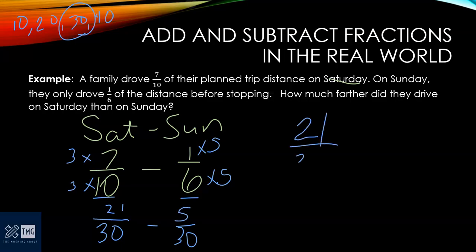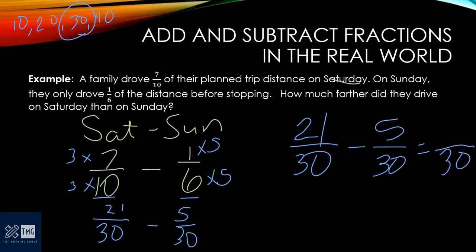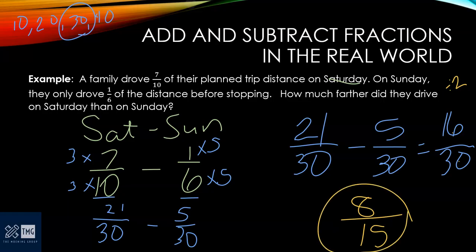So to make these a little bit easier to see, I have 21 over 30 minus 5 over 30. My denominator stays the same, and I subtract my numerators. 21 minus 5 is 16. Hopefully you look at this and say, hey, 16 and 30 both share a common factor of 2. 16 divided by 2 is 8. 30 divided by 2 is 15. And so the family drove 8/15 of the trip farther on Saturday than they did on Sunday.